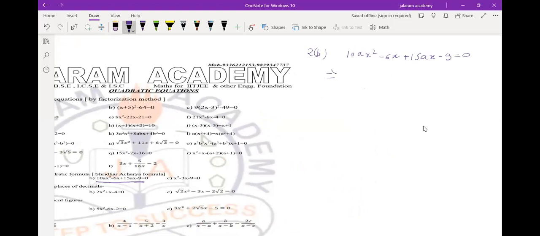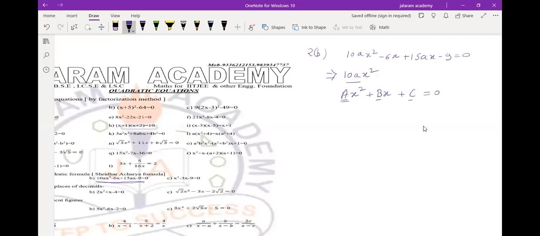So first change it to which form? Quadratic equation form: Ax square plus bx plus c equals 0. So 10ax square, the value of capital A is 10a. As the question is in terms of small a, we can use capital letters as the coefficients of the quadratic equation. Understood?